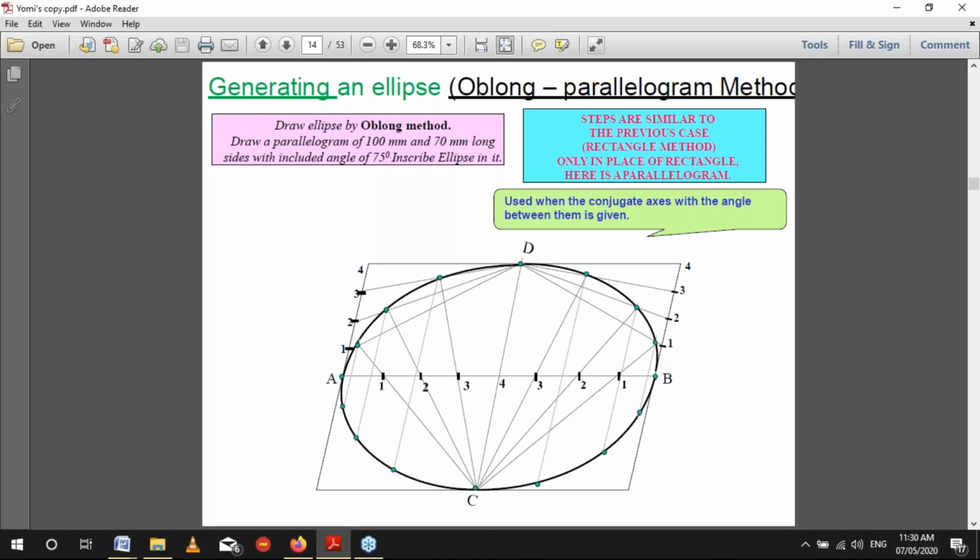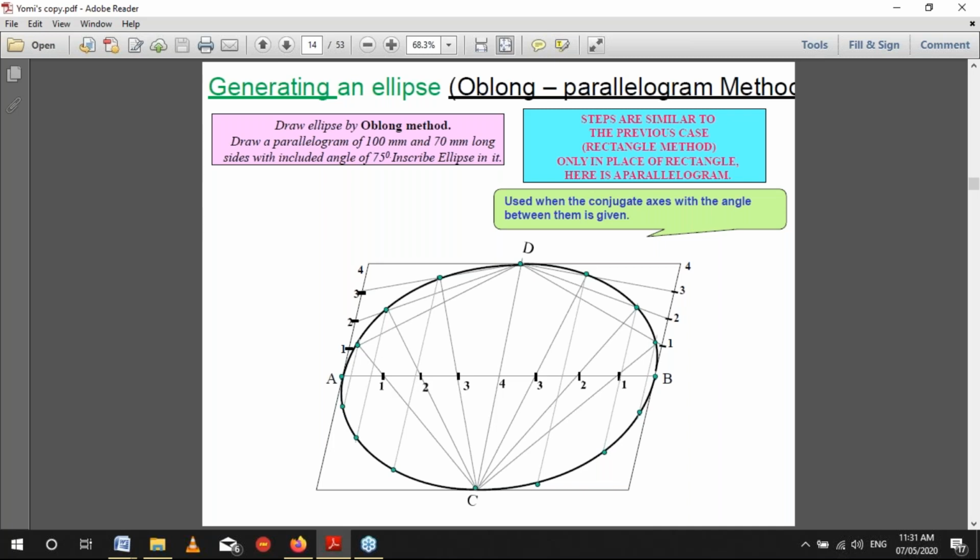Then take the distance A zero. If you check slide 15, A zero is half of the major axis. Then from C, mark F1 and F2 on AB. You mark them.